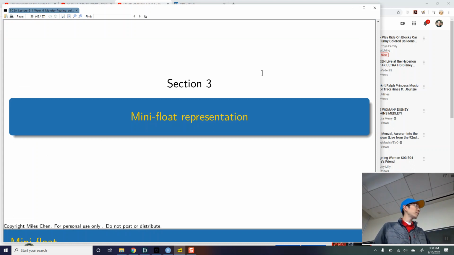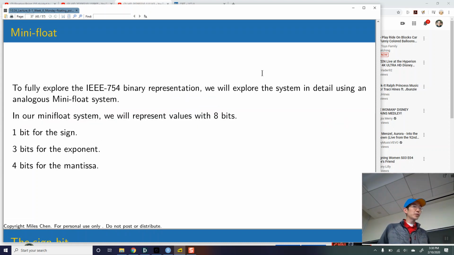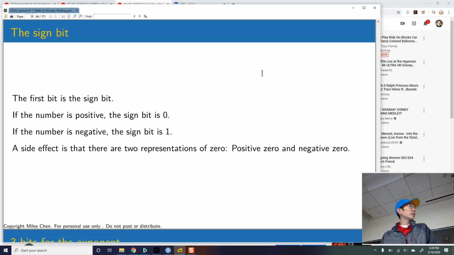Okay, so to help us understand the floating point representation, instead of having all 64 bits, where we have 11 exponent bits and 52 mantissa bits, we're going to create what's called a mini float. A mini float is going to represent numbers with 8 bits: 1 bit for the sign, 3 bits for the exponent, 4 bits for the mantissa. So we're going to be able to represent about 64 unique values, actually a little bit less than that. These will be all the unique values we can do.